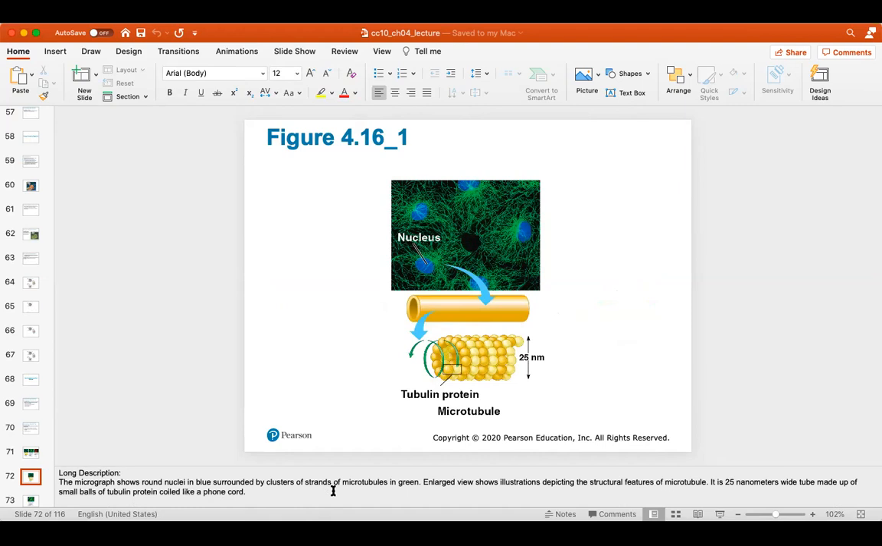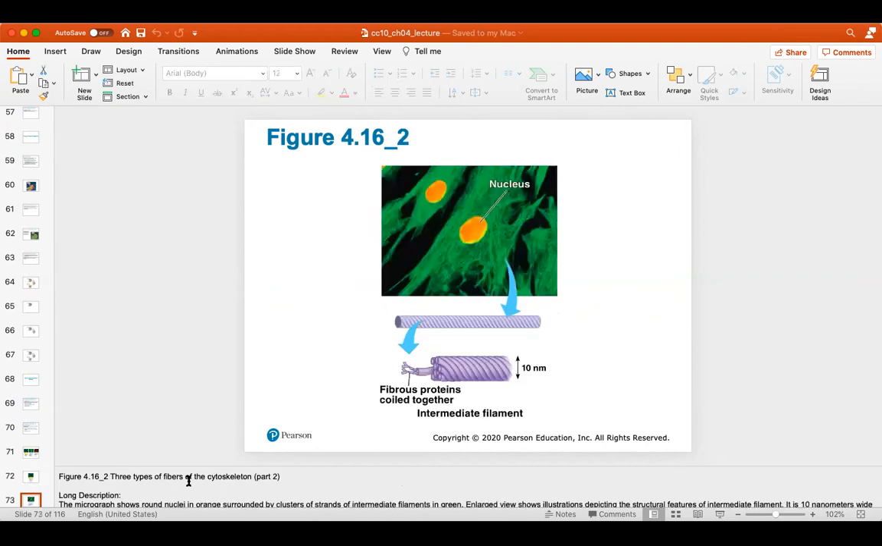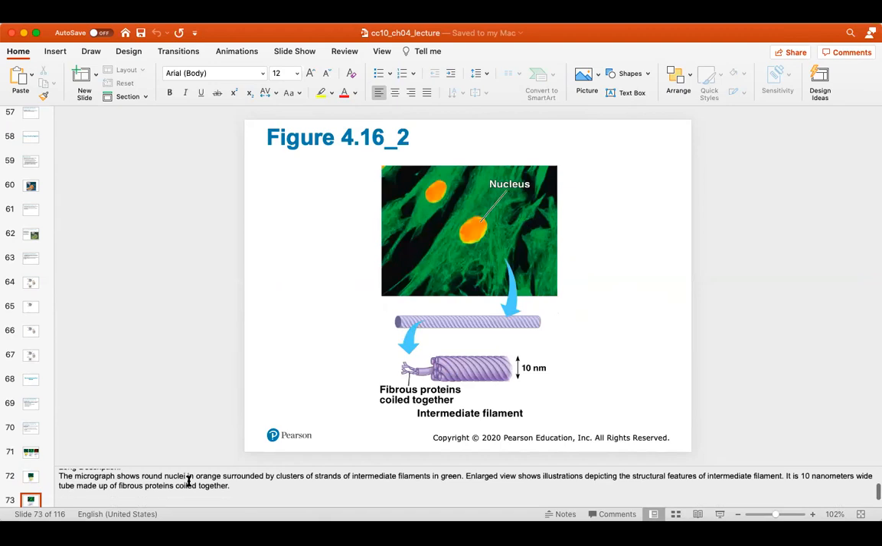It's 25 nanometers wide, which is the largest of the cytoskeleton fibers, and it's made up of small balls of tubulin protein coiled kind of like a phone cord. Here's a look at the intermediate filament, which shows the structural feature. It's 10 nanometers wide, so a little bit smaller, and it's made up of fibrous proteins coiled together.